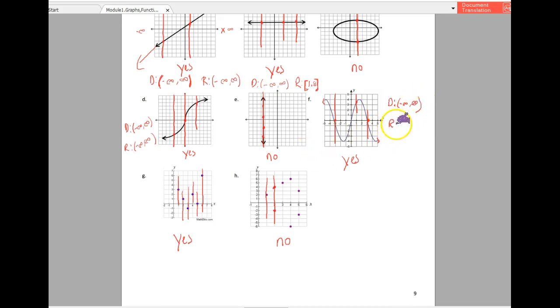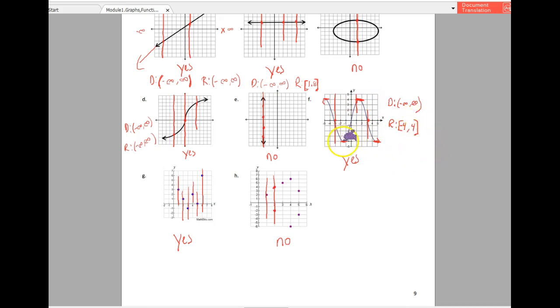But the range is not everything. Notice it's never getting higher than this point, and it's never going lower than this point. So the highest it'll be is 4, and the lowest it'll be is -4. So I'm going to go small to large, because that's how we write in interval notation. The smallest value is -4, and the largest value was 4.